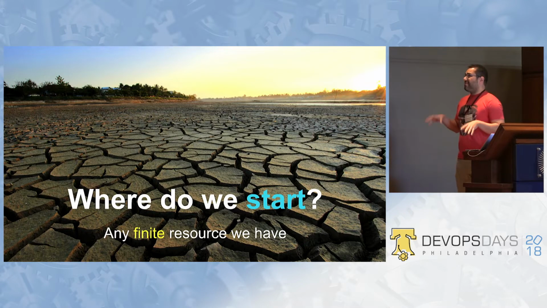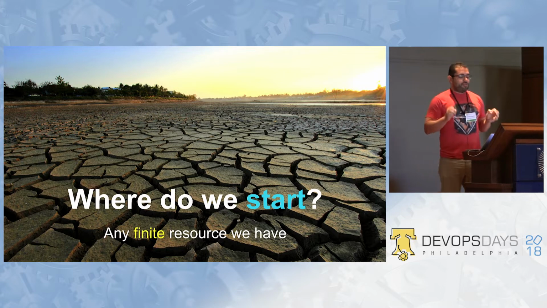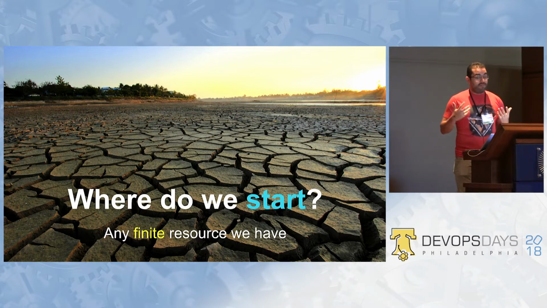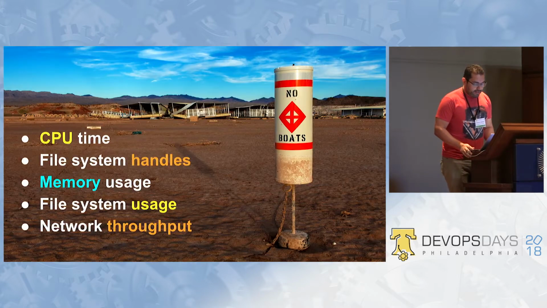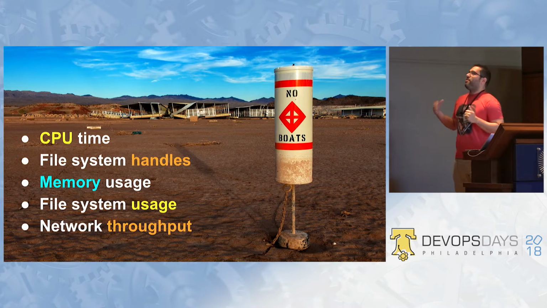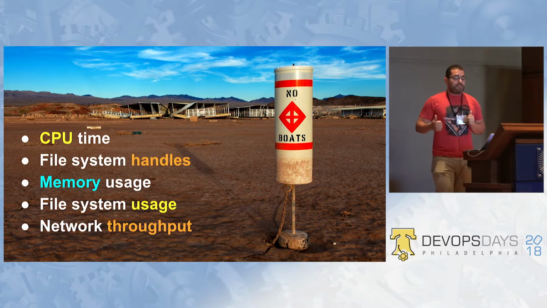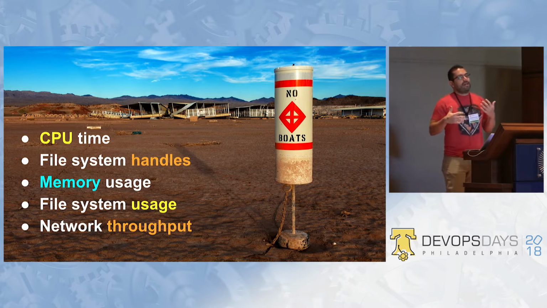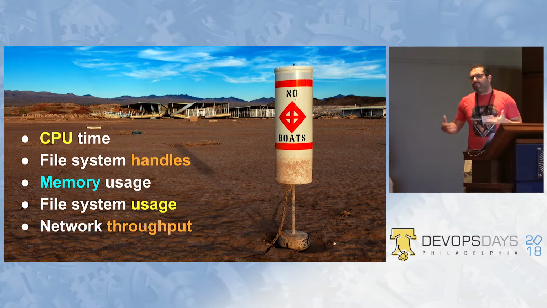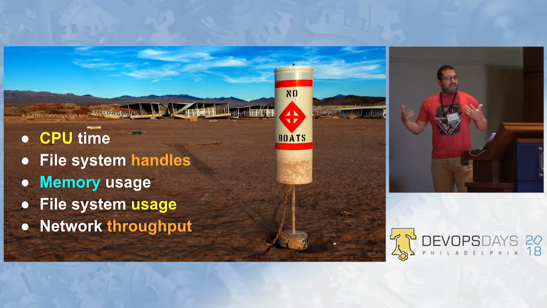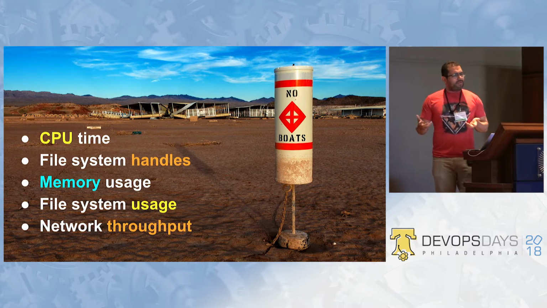So the first metrics we should collect is any finite resource that we have. Any kind of finite resource that we have, we should have some kind of metric being collected about it. And for that, we're going to have CPU time, file system handles, memory usage, file system usage, network throughput. And many times I see people say, oh wait, but aren't we running in the cloud? Should we actually be collecting metrics for all of this kind of stuff?